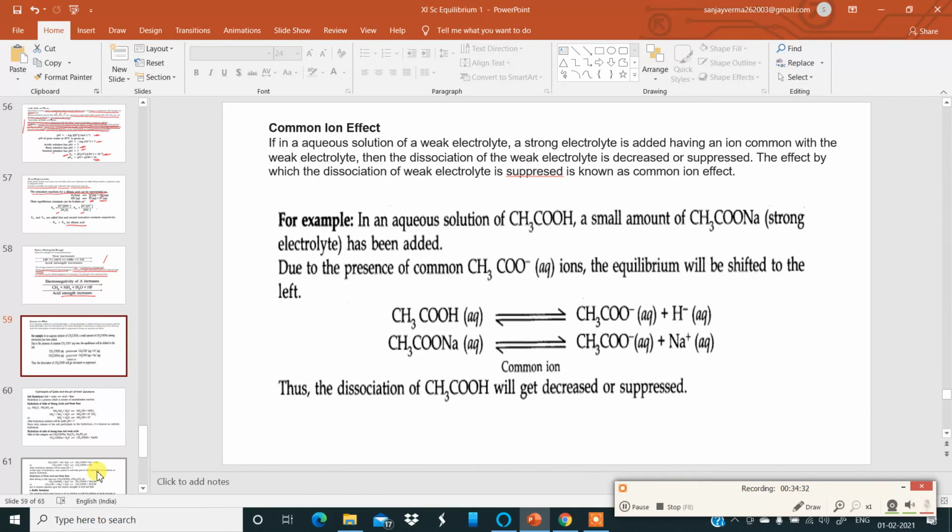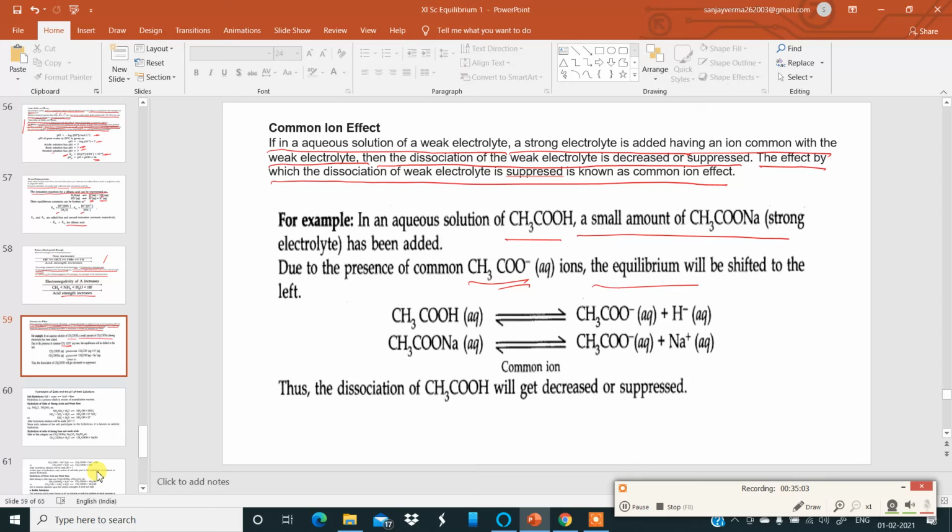Next we have the common ion effect. If to an aqueous solution of a weak electrolyte, a strong electrolyte is added having a common ion with the weak electrolyte, then the dissociation of the weak electrolyte is decreased or suppressed. The effect by which the dissociation of a weak electrolyte is suppressed is known as the common ion effect. For example, if we take a solution like acetic acid, and a small amount of sodium acetate is added to this, due to the presence of common ions, the equilibrium will be shifted to the left.